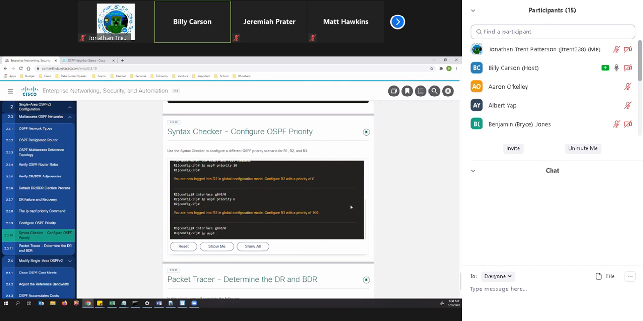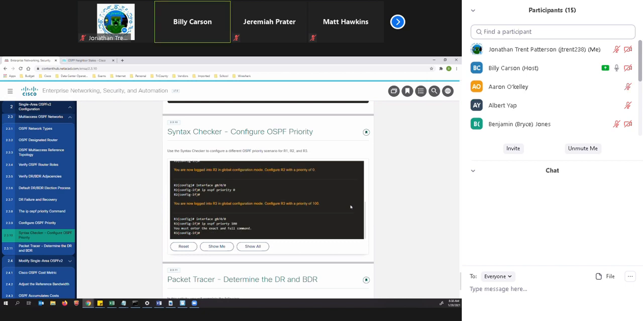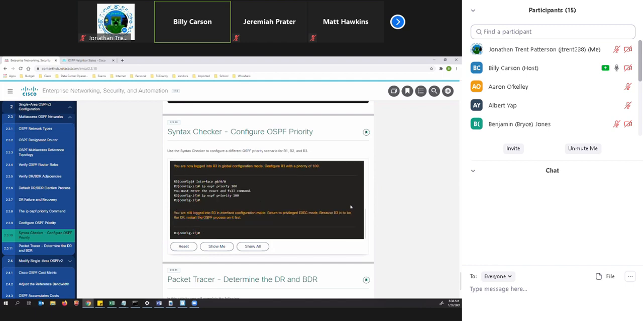OSPF. What does OSPF stand for? Open Shortest Path First. Yep. 100. Oh man, OSPF. What's wrong with that? Priority. If I could spell it, it'd be dangerous.